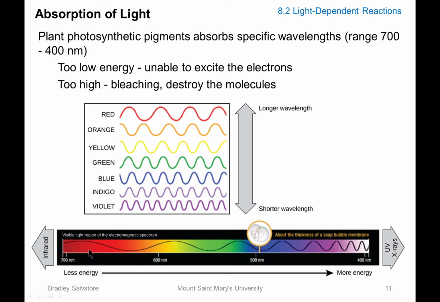It's important to see these wavelengths, because the longer the wavelength, the less energy they have, and the shorter the wavelength, the more energy they have. So if a wavelength has too low of energy, it will not be able to excite the electron that would be used to make ATP. And if it is too high, then it would damage or bleach our actual photosynthetic pigments, and that would not be a good thing.